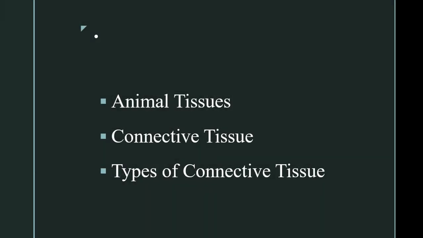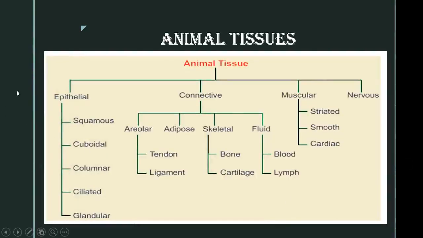Welcome to the ninth session of the chapter Tissues. In this module, we will be learning about connective tissue and the different types of connective tissue. In the previous module, we had studied that animal tissues are of four types: epithelial, connective, muscular, and nervous. We had completed epithelial tissue. In this module, we are going to see about connective tissue and the different types of connective tissue.